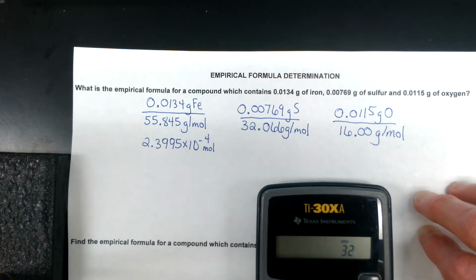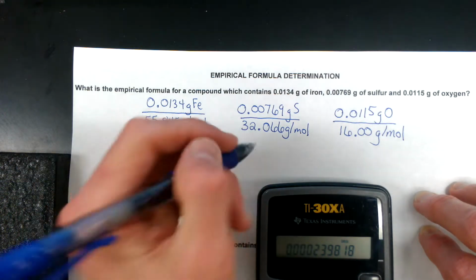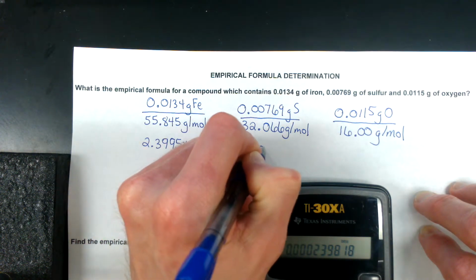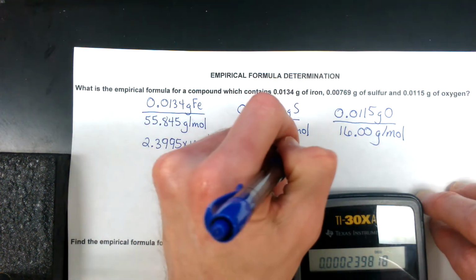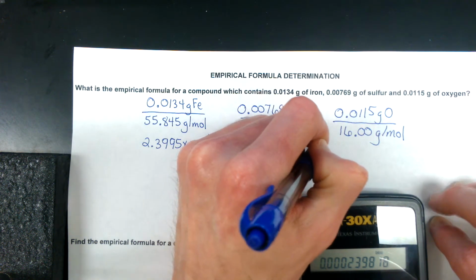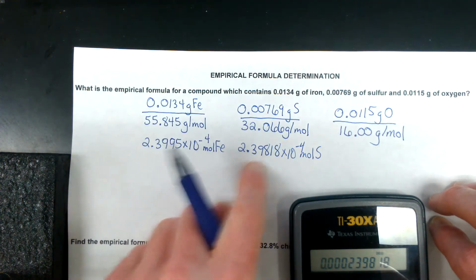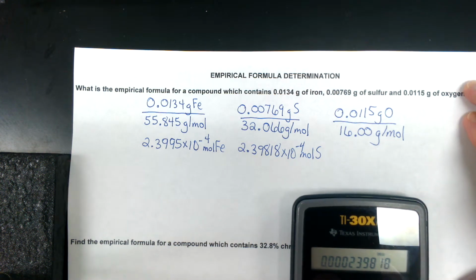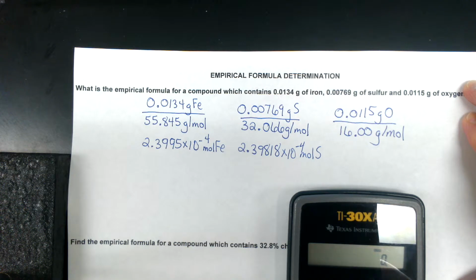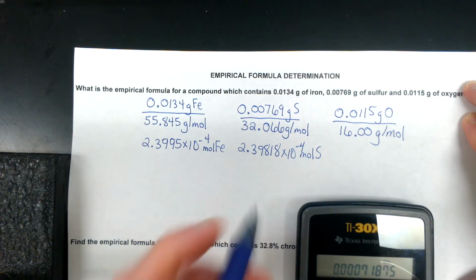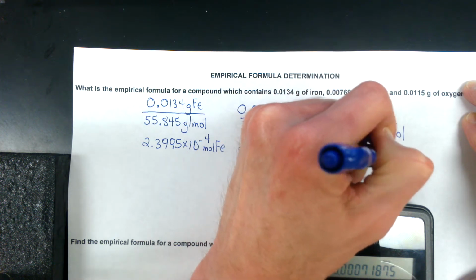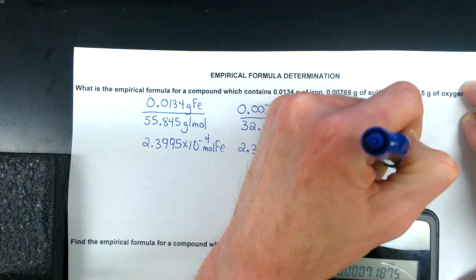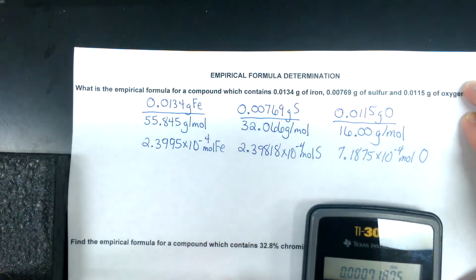So 0.00769 divided by 32.066 for sulfur gives me 2.39818 times 10 to the negative fourth moles of sulfur. Okay, so notice these are equal to one another. That's going to help us determine that empirical formula. And then our oxygen, 0.0115 divided by 16 gives us 7.1875 times 10 to the negative fourth moles of oxygen.